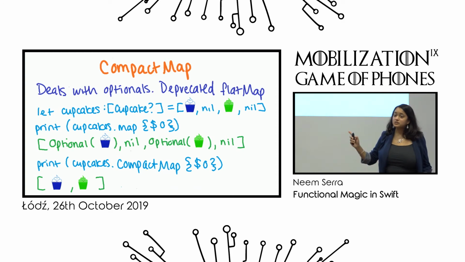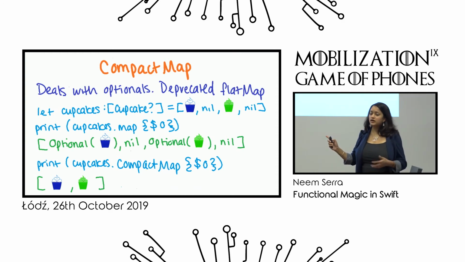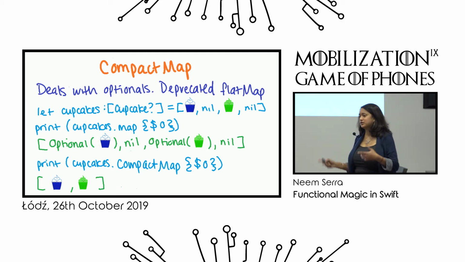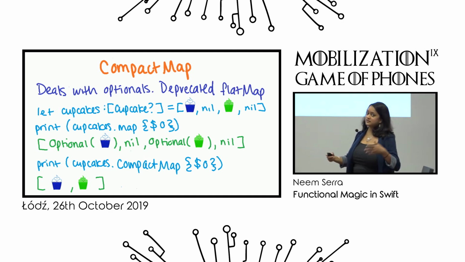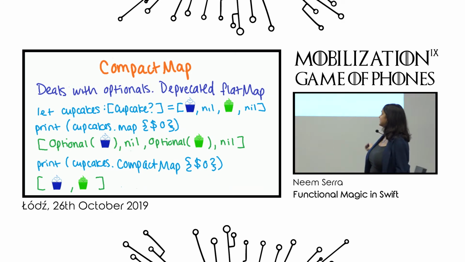And this is really, really useful because we've all done stuff where server-side things give us a lot of nils and a lot of optionals, and we have to go through and ask, is it nil or an optional? If it's nil, get rid of it. If it's an optional, unwrap it. And there's just a lot of code around that. This makes it a nice one-liner.